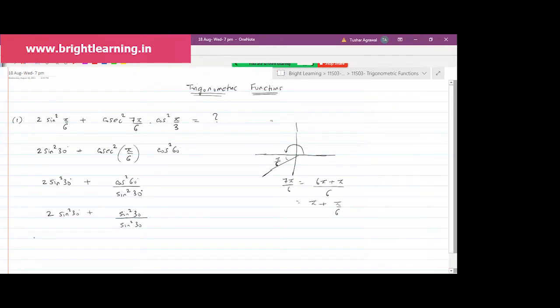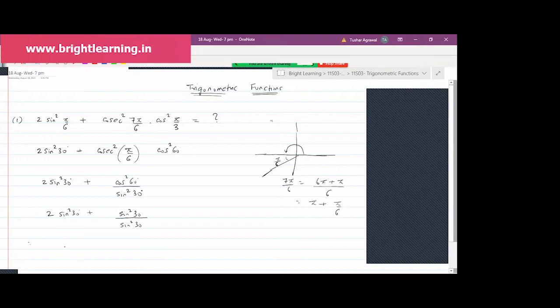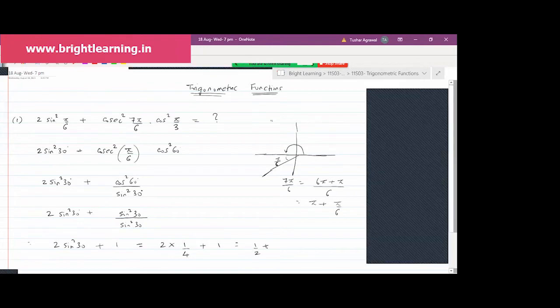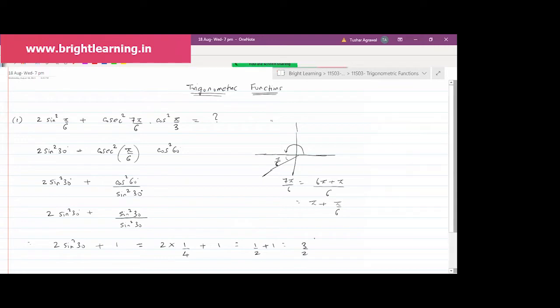And now the final answer comes out to be twice sine square 30 degree plus 1. So the value becomes 2 multiplied by sine 30, which is 1 by 2. Its square will be 1 by 4, plus 1. So 2 into 1 by 4 is half, half plus 1. So the answer will be 3 by 2. Okay.